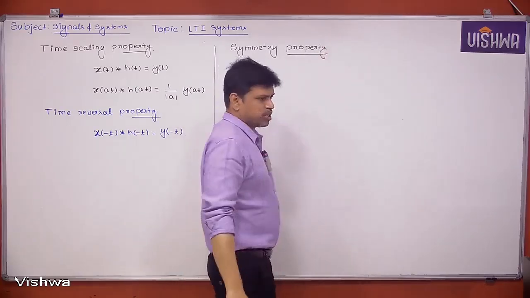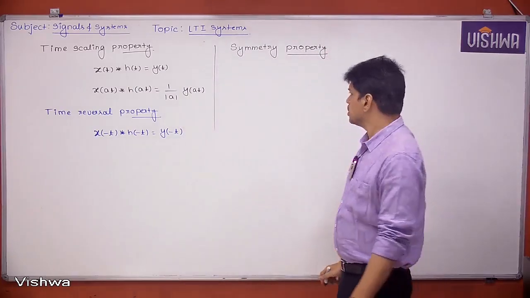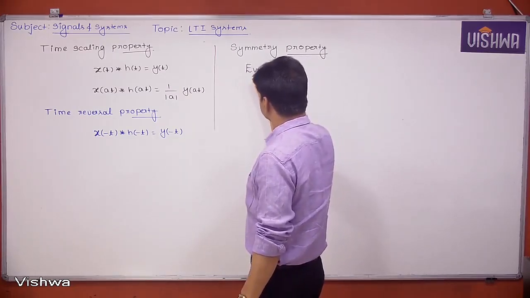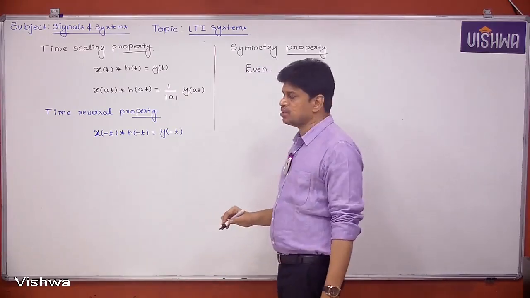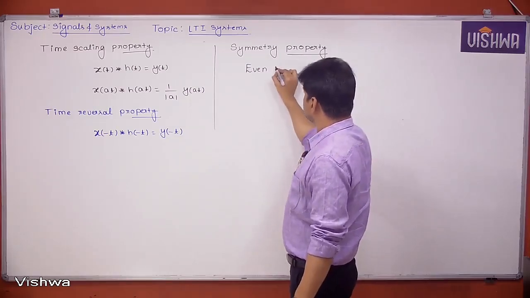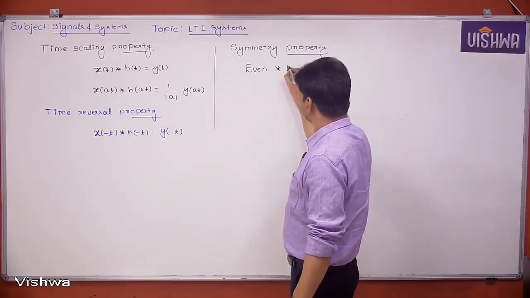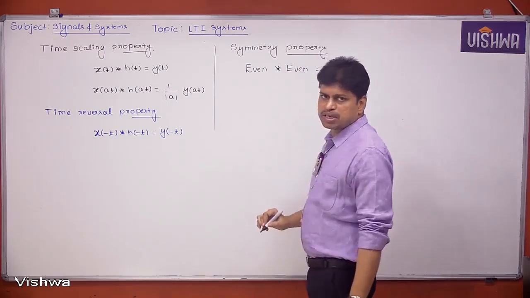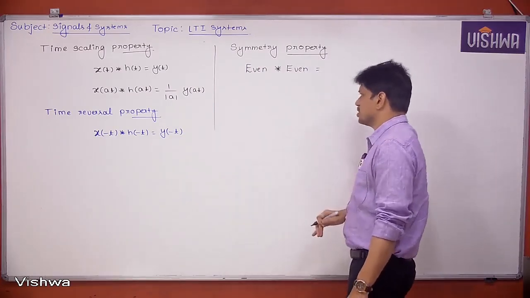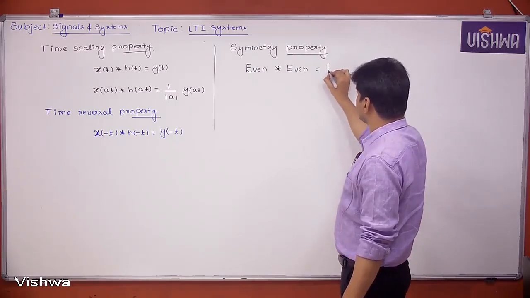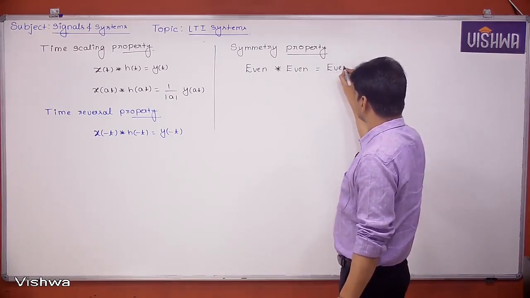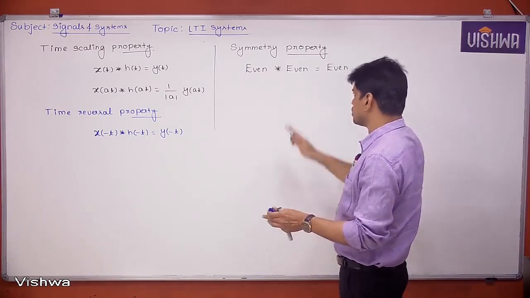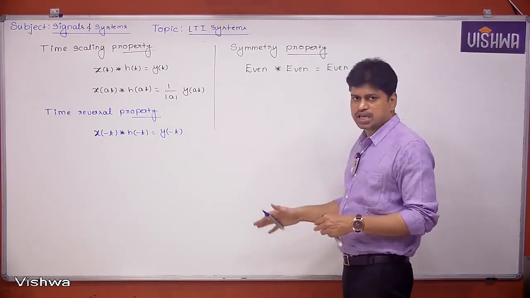What is the symmetry property? Suppose I take an even signal convolved with an even signal, then what is the result? It is not a multiplication, but still it is going to give you the same kind of result. The signal we are going to get is an even signal. Let's take a small proof. Only for this one I will give the proof, and for the remaining things I will directly say.